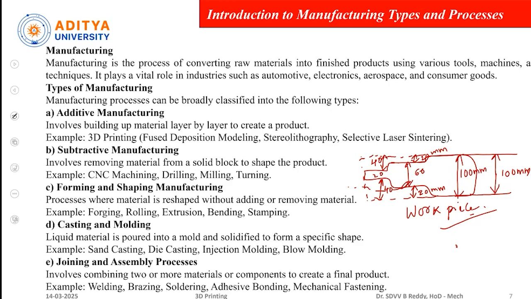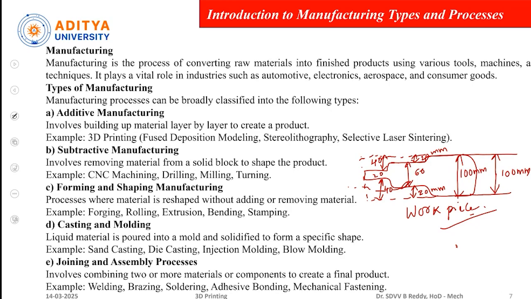And coming to the next, casting and molding. In casting and molding, we can say the liquid material is poured into the mold and solidifies to form a specific shape. The best examples are sand casting, die casting, injection molding, and also blow molding. Injection molding I already explained to you, and blow molding is a similar process. A plastic bottle prepared by using injection molding is the best example for a molding process.